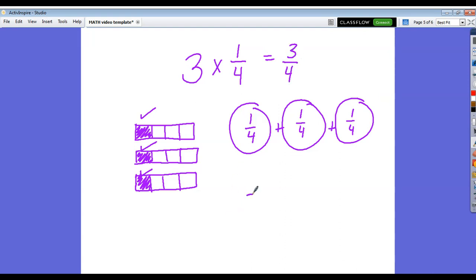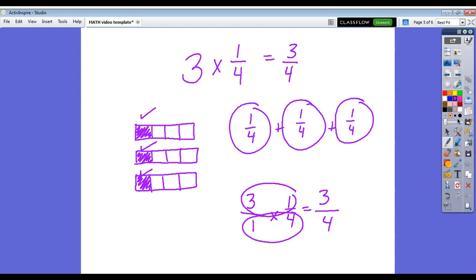Now, to do this mathematically, I could say 3 over 1 times 1/4. And the reason I say 3 over 1 is because I have 3 whole groups. So each group is only 1 part. So now I would just multiply my numerators. So 3 times 1 will give me 3. I will multiply my denominators. So 4 times 1 will give me 4 to get my answer of 3/4.